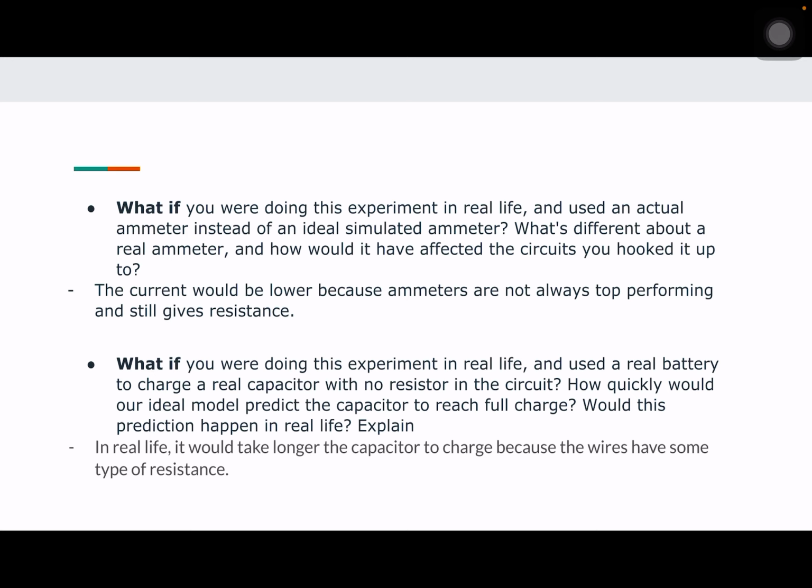Number 2, what if we did this experiment in real life and used a real battery and a real capacitor with no resistor in the circuit? How quickly would our ideal model predict the capacitor to reach full charge? Would this prediction happen in real life? In real life, it would take a lot longer for the capacitor to charge because the wires have some type of resistance. Our ideal model has the capacitor at instantaneous full charge, but in real life, like I said before, it would take a lot longer.